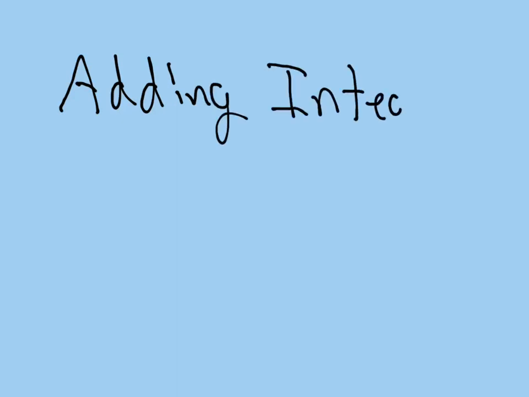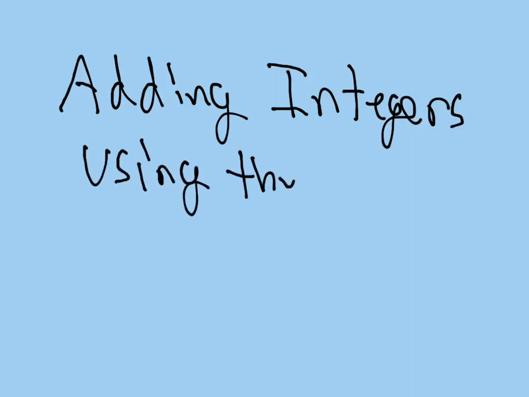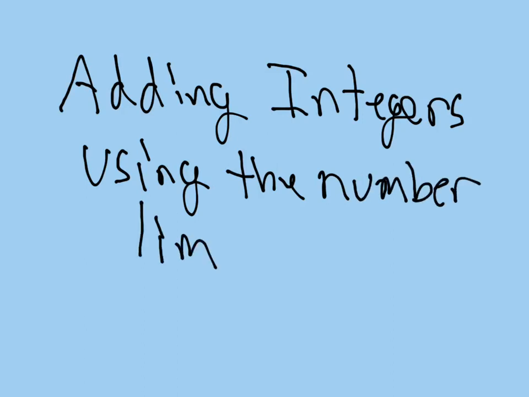We're going to talk about adding integers using the number line. Now, I've said this before. We don't necessarily need to know exactly how to do this. We're trying to find the best way for you to add integers. And if you prefer another method, that's fine. I don't care which way you do it, so long as it's mathematically accurate and you can do it successfully.